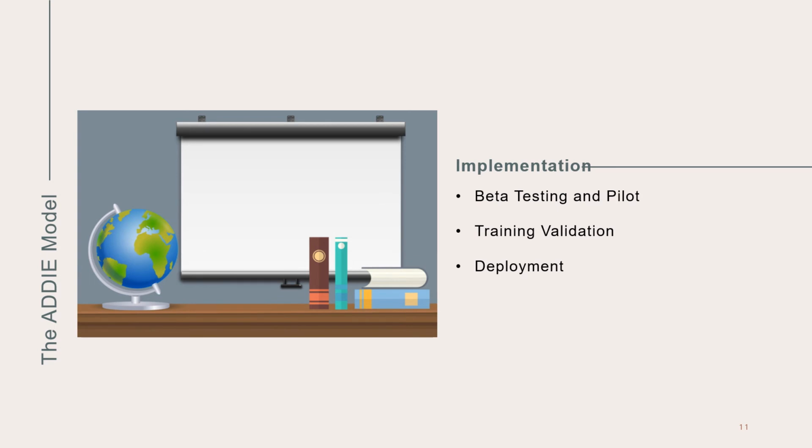Next is implementation. In this phase, the final product from the development phase is put to the test. The first test is called the beta test. During this test, the instructional design will be reviewed and tested by an actual audience. Everything in the instruction, the goals and objectives, the facilitation, the timing, and the effectiveness of the training itself is being tested. The beta test will prove that the instructional design is viable with a real audience.